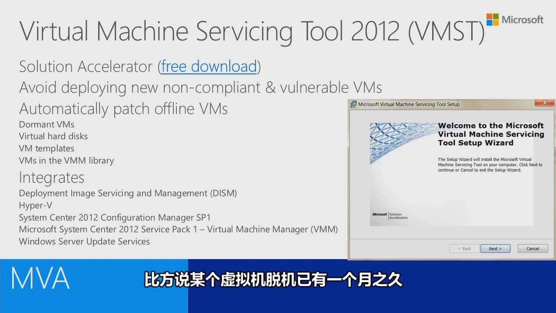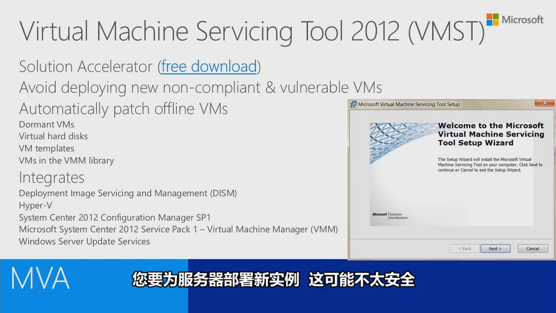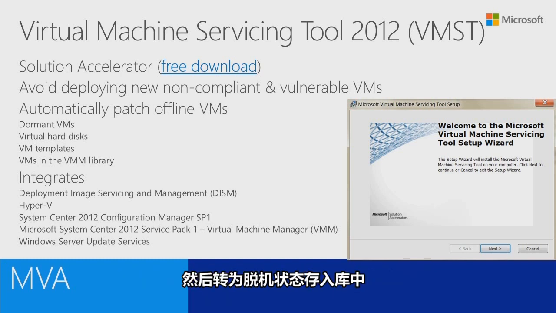Because let's say you have your virtual machine offline for a month. You then go and deploy a new instance of this service. Well, that may not be secure. So what we need to do is bring it online, patch it, and then put it back offline in the library, so the next time you deploy it, we can ensure that it's secured.